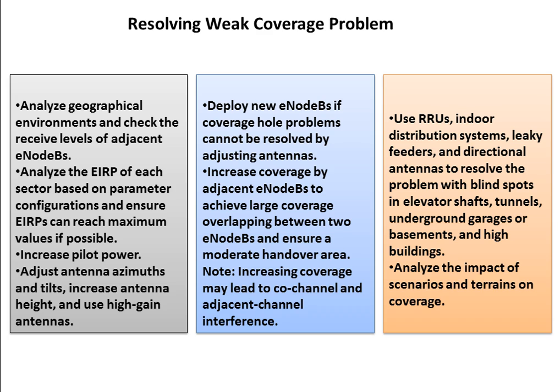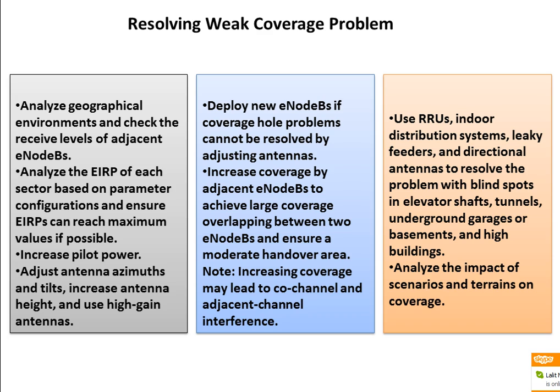So what are the various steps to resolve the weak coverage problem? First, analyze the geographical environment and check the receive level of the adjacent eNode Bs. Analyze the EIRP of each sector based on the parameter configuration. Increase the pilot power or adjust the antenna azimuths and tilt so that we are focusing on the required area. In case we are not able to achieve it with the help of the antenna configuration and parameter configuration, we need to deploy the new eNode B if it is needed.